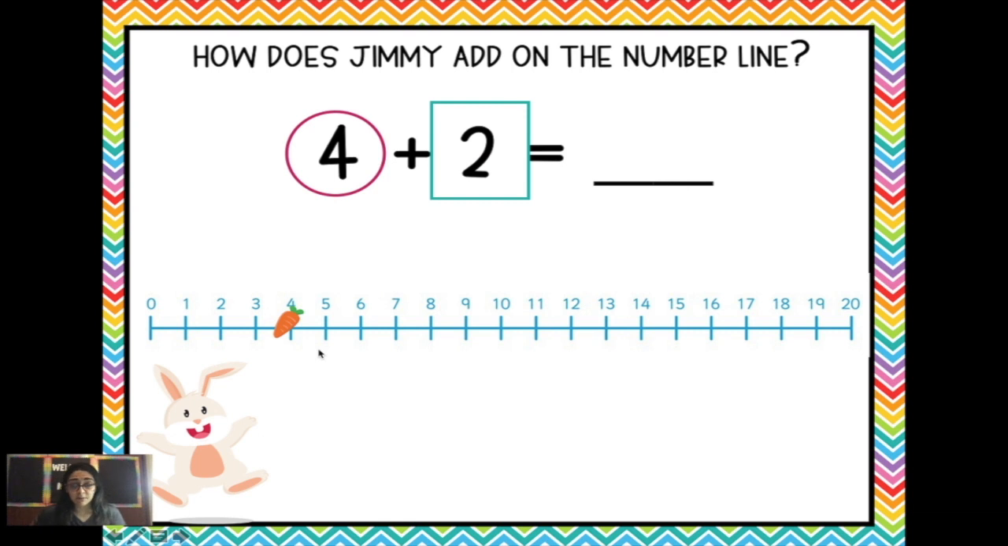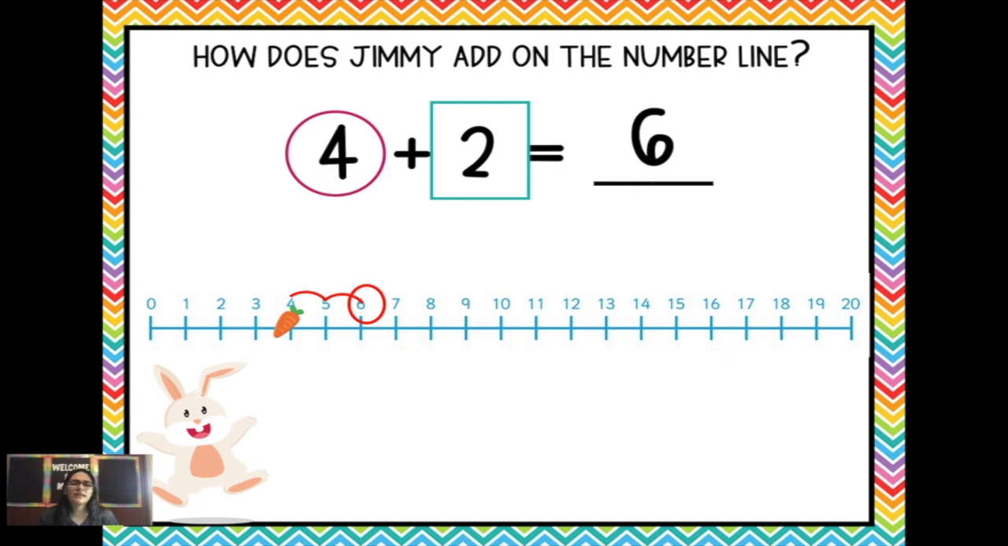Then the second number that is inside a square, can you tell me which number it is? Very good. That's the number 2. The second number is telling us how many times we need to jump. And remember that we jump to the right because we are adding. Okay? So this time we are going to jump 2 times. Ready? From number 4, we start counting 1 jump and 2 jumps. And then Jimmy stopped on number 6. That means that 4 plus 2 is equal to 6.